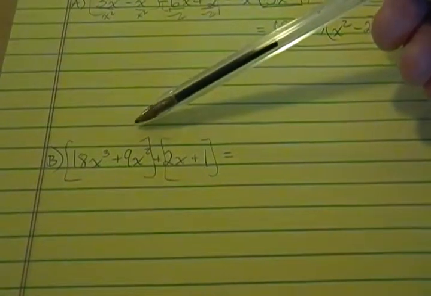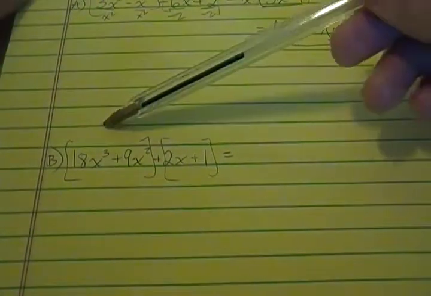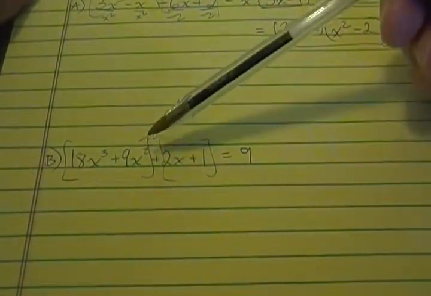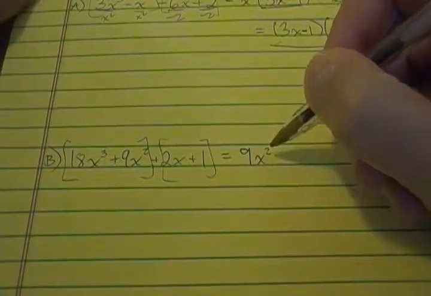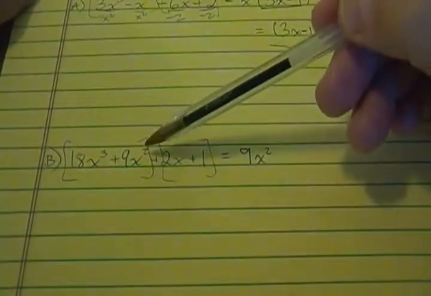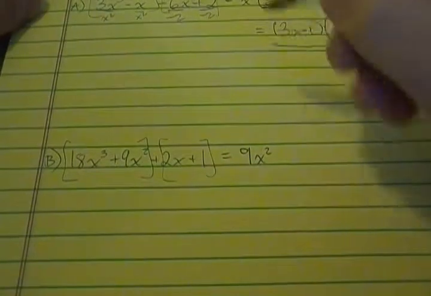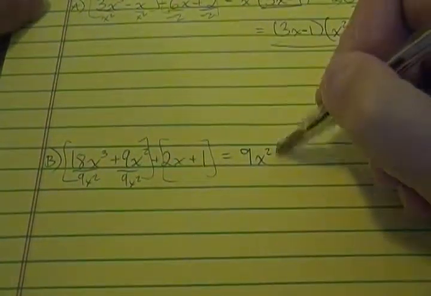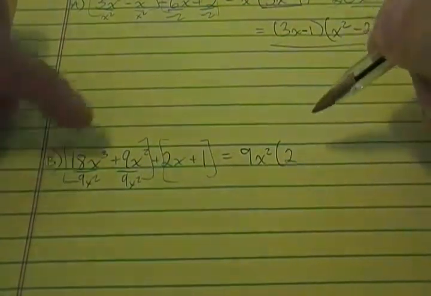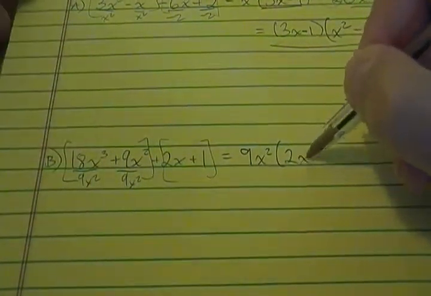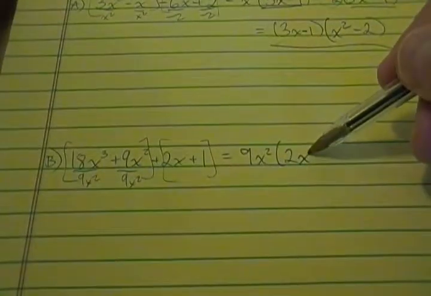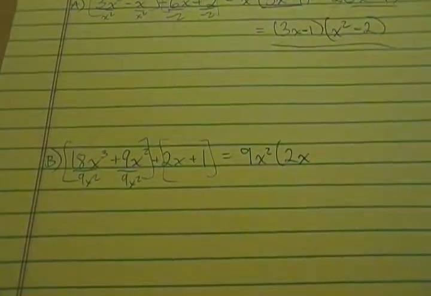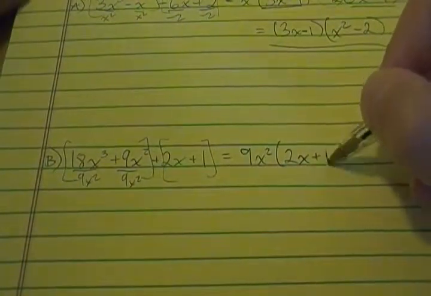So for the first group, the 18x to the third plus 9x squared, well, the 18 and the 9 can both be divided by 9. The x to the third and the x squared, they have that x squared in common. Remember, when there's variables involved, you take the variable with the lowest exponent as your common factor. So if we divide both of these by 9x squared, we're left with 18 divided by 9 is 2, x to the third divided by x squared, remember, subtract the exponents, 3 minus 2 gives us x to the first power, so we get 2x, and then 9x squared over 9x squared just equals 1. So we get 2x plus 1.